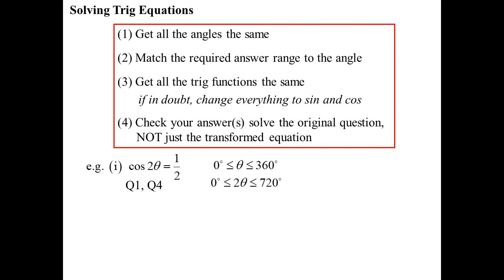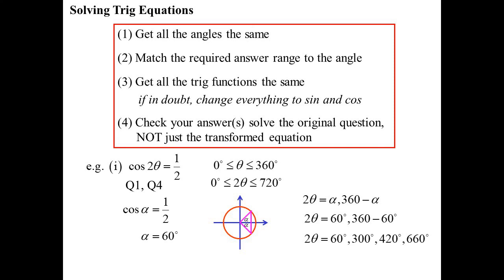I'm in quadrants 1 and 4. Whoop, there we are. The acute angle there would be 60 degrees, so 2 theta in this case will either be alpha, that's in the first quadrant, or 360 minus alpha in the fourth quadrant. So there's my possibilities for 2 theta, but notice I have 4 answers because I've gone around the circle twice.